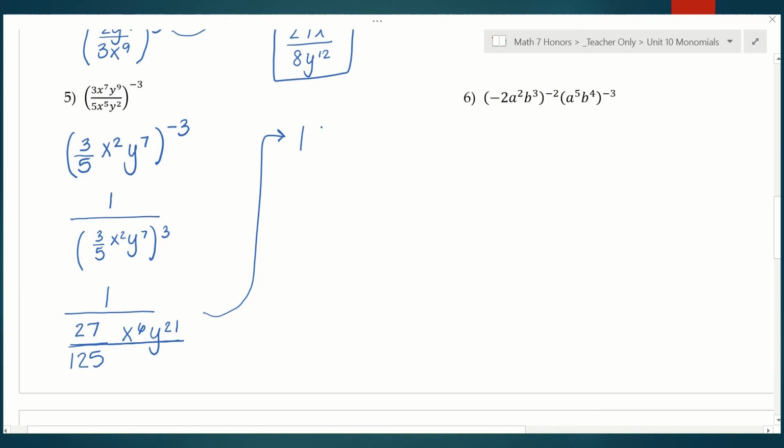So I'm just going to write this out. Remember, this really means 1 divided by 27x to the 6th, y to the 21st over 125, which then we multiply by the reciprocal.